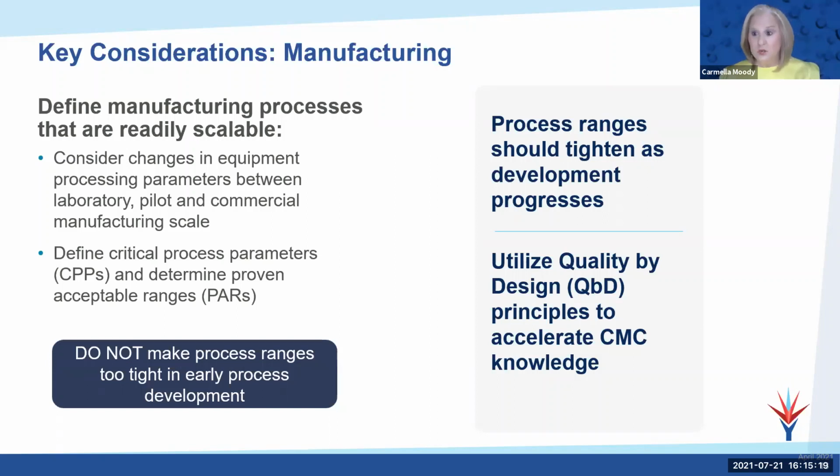And again, what you're going to want to do is, as soon as you can, define those critical process parameters. And then you're going to have to put acceptable ranges to those process parameters as you go along in development. And the key thing to remember is that FDA does expect the specifications and the testing that you perform on your manufactured product to change and to tighten as you go through the development process.